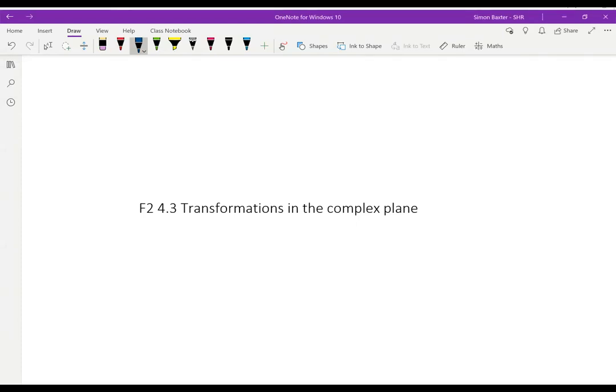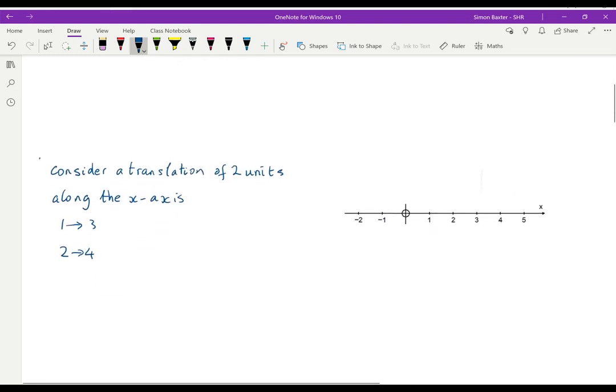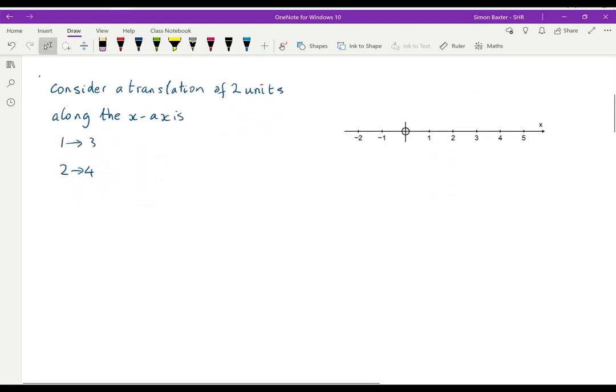In this video, I want to look at transformations in the complex plane. Before we do that, I want to look at transformations in just one dimension, along the x-axis. Let's think of a translation of 2 units along the x-axis. 1 would go to 3, 2 would go to 4, minus 2 would go to 0. I could draw lots of arrows, an arrow from 1 to 3, an arrow from 2 to 4. That would be quite a big mess.